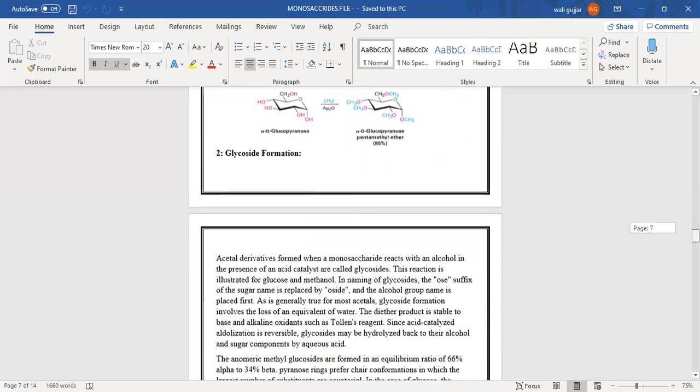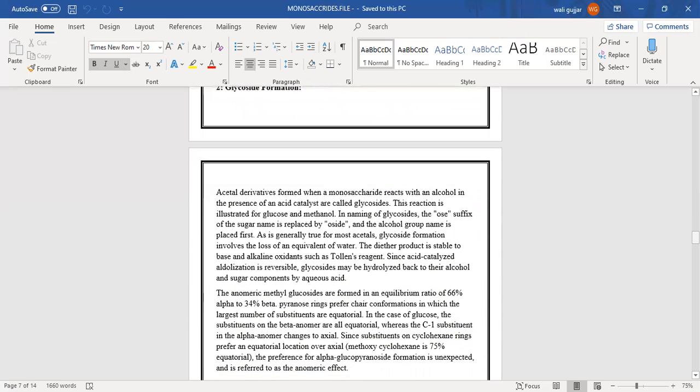Then we see the second important reaction, which is glycoside formation. Acetal derivatives formed when a monosaccharide reacts with an alcohol in the presence of an acid catalyst are called glycosides. This reaction is illustrated for glucose and methanol. In naming glycosides, the e suffix of the sugar name is replaced by oside, and the alcohol group name is placed first.